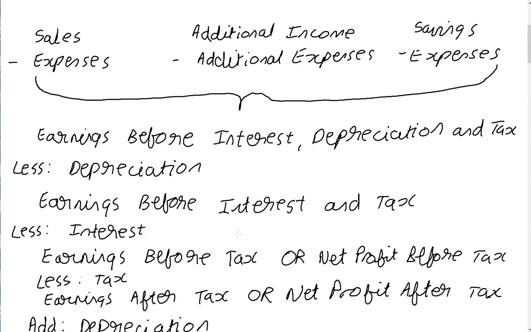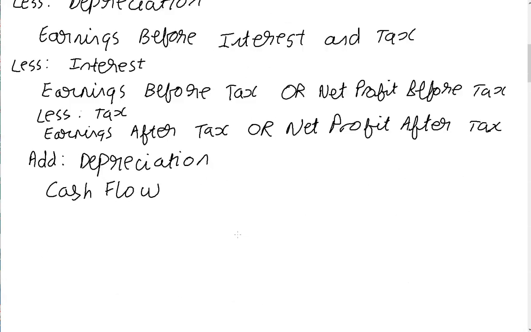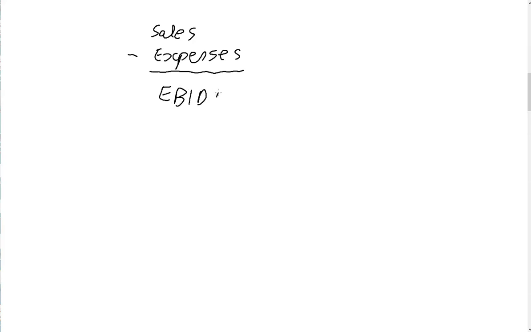To keep a shorter version using only short forms, which I wouldn't recommend you do in an exam, just for your understanding, if we are starting with sales and we end up subtracting expenses, we end up with EBIDT, earnings before interest, depreciation, and tax. From this, we subtract depreciation. We end up with earnings before interest and tax. From this, we subtract interest. We end up with earnings before tax.